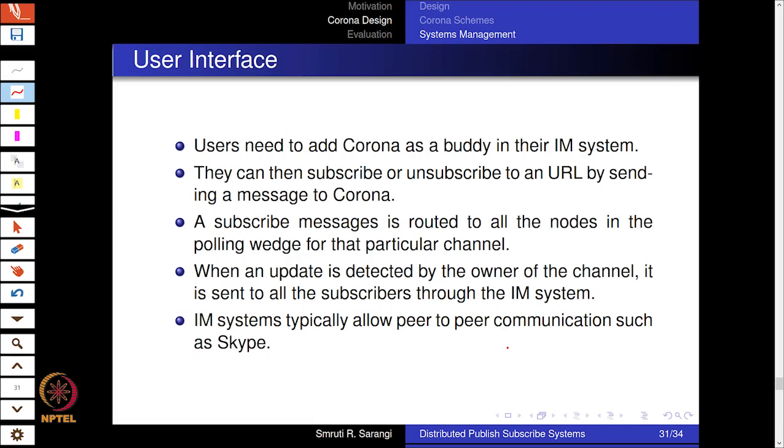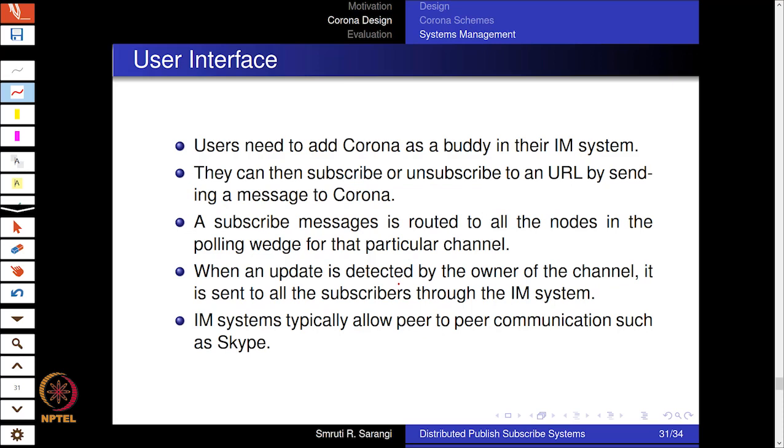How does the user interface work? Users need to add Corona simply as a buddy, as a friend in their instant messaging system. Subscribing or unsubscribing to a URL is as simple as just sending a message to Corona. All the subscribed messages are routed to all the nodes in the polling wedge for that particular channel.